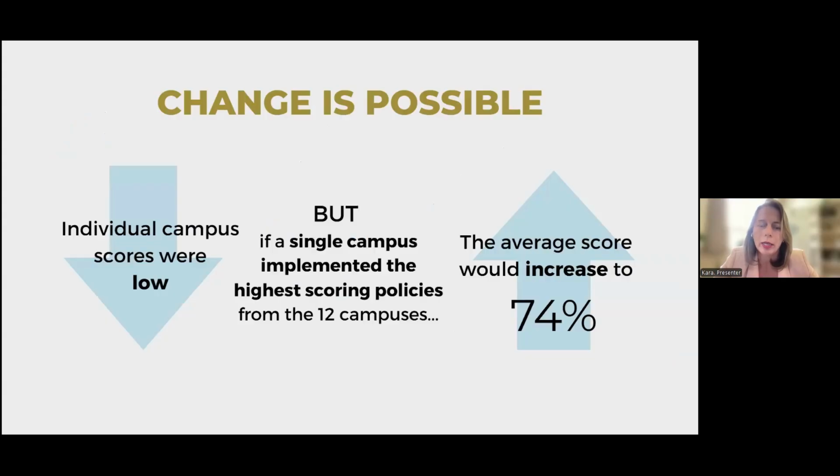So while individual campus scores were low, one of the exciting things that we took away from this was that if you took all the best, highest scoring policies from across those 12 campuses and you put them all into a single campus, that average score jumped from a 33% to 74%. And that meant that there's a lot that each campus is doing, and if they learned from each other, they could really improve their scores.